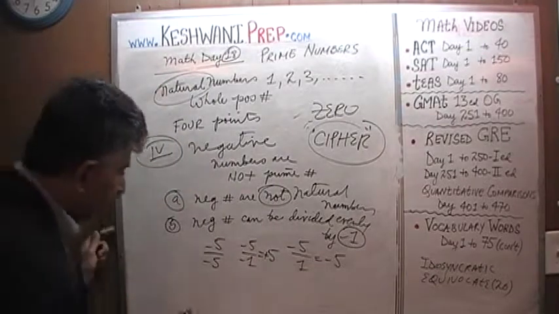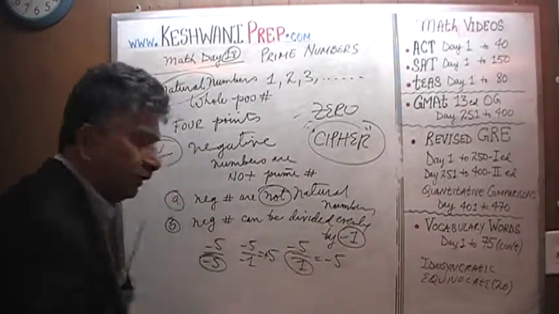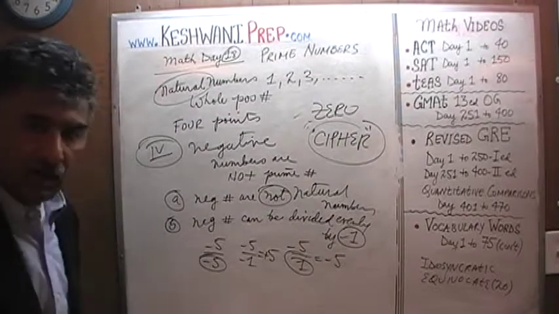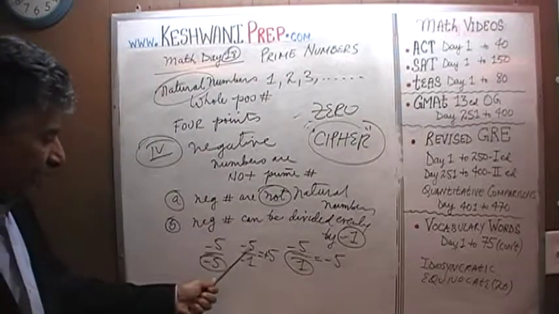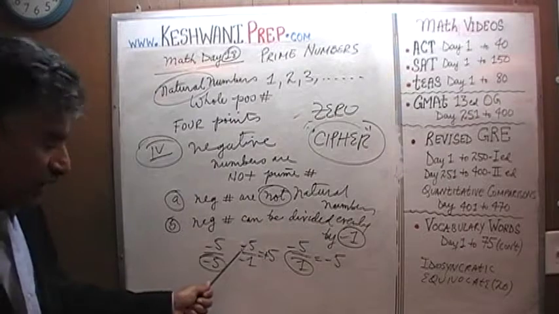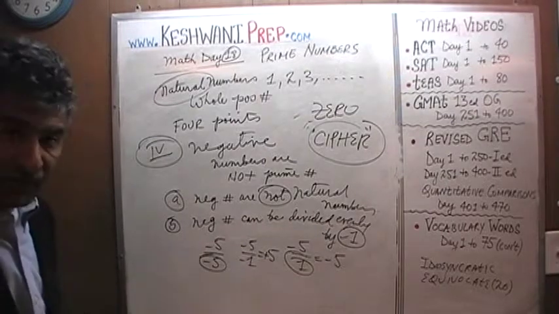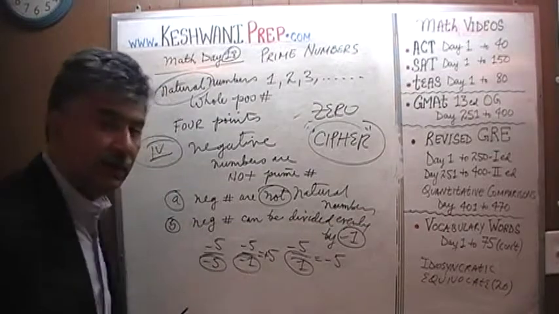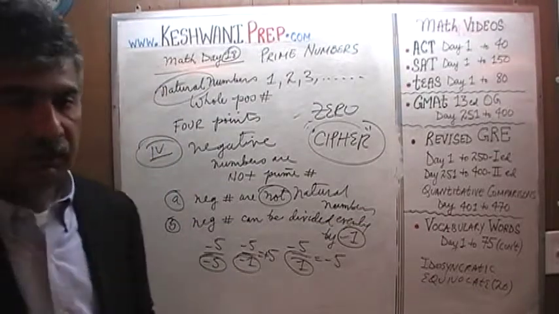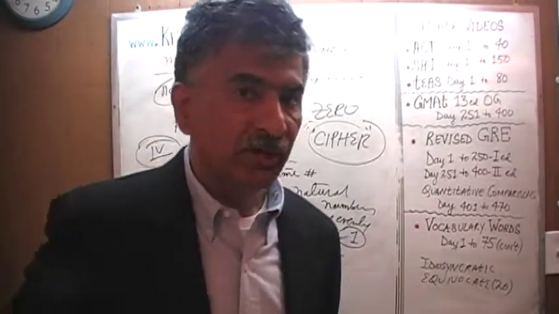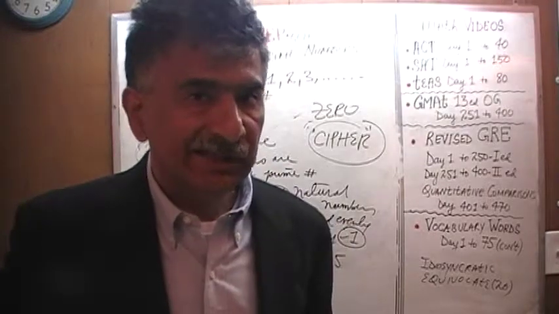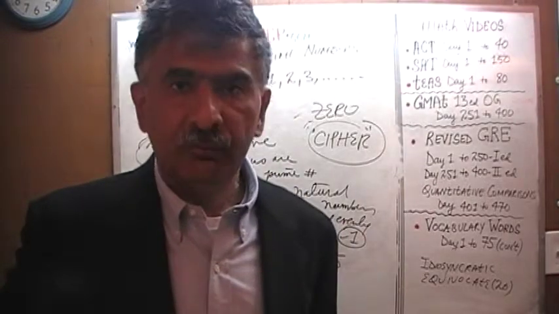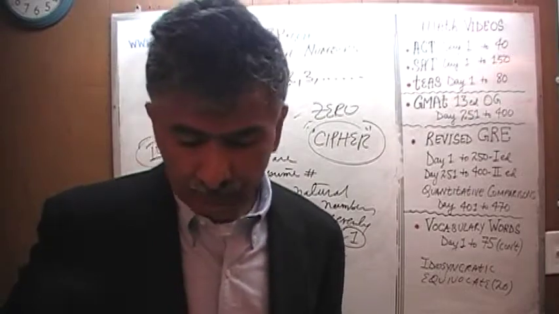So in addition to itself and 1, negative numbers, even if it happens to be a prime number with a negative sign in front of it, even if 5 is a prime number, but if it has a negative sign in front of it, now it has a third factor being negative 1. And a prime number cannot have 3 factors. A prime number must have exactly 2 factors, itself and 1. Therefore, negative numbers are not prime numbers.